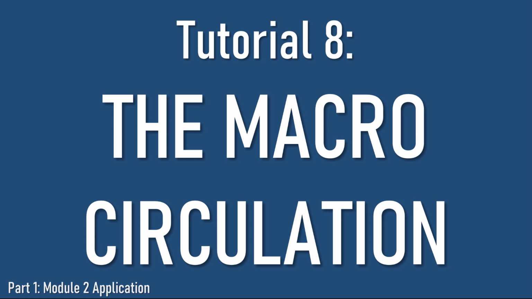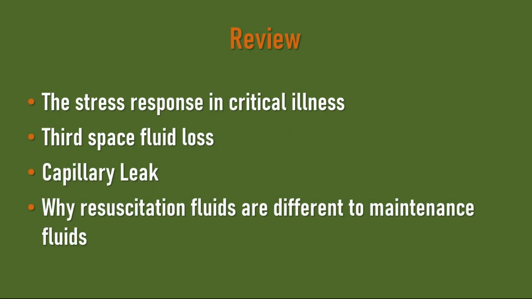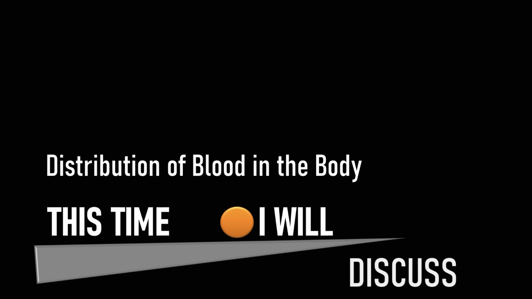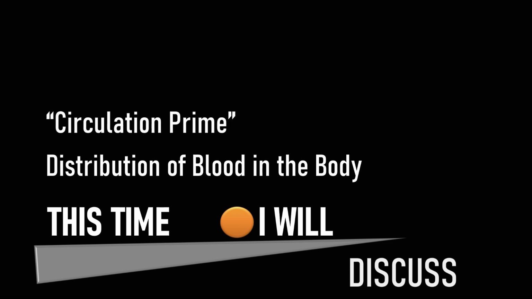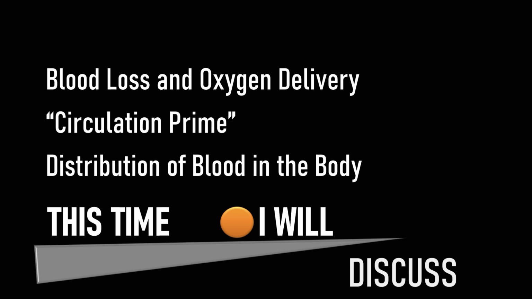Tutorial 8, the macro circulation. Previously, we've covered the stress response to critical illness, third space fluid loss, capillary leak syndrome, and why resuscitation fluids are different to maintenance fluid. This time I will discuss the distribution of blood in the body, a thing I call circulation prime, blood loss and oxygen delivery, and transfusion.